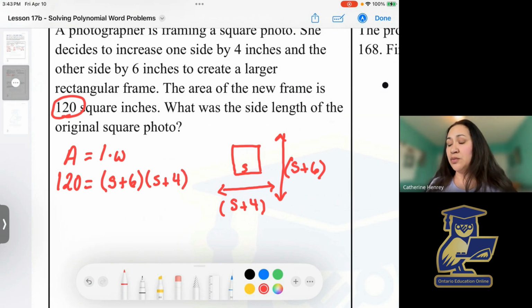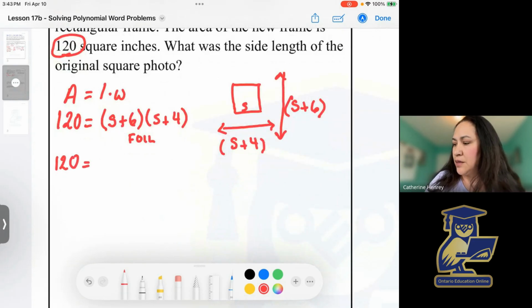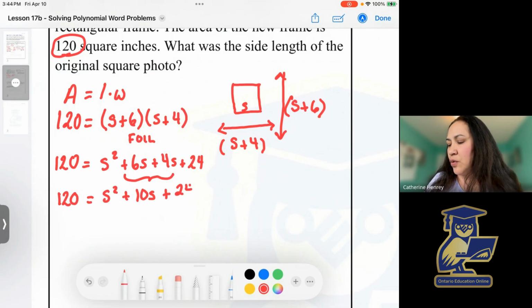We have two binomials multiplied by each other. We can remember the acronym of FOIL. That might be helpful. So let's go ahead and expand. 120 is going to be equal to S squared plus 6S plus 4S plus 24. Let's simplify by collecting the middle terms. 120 is equal to S squared plus 10S plus 24.